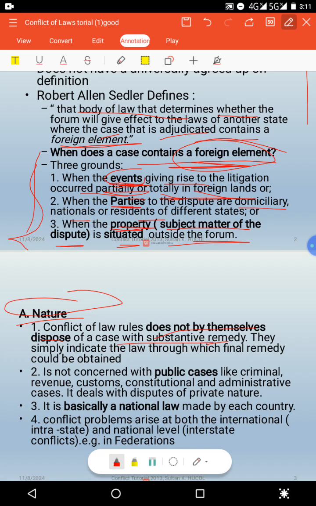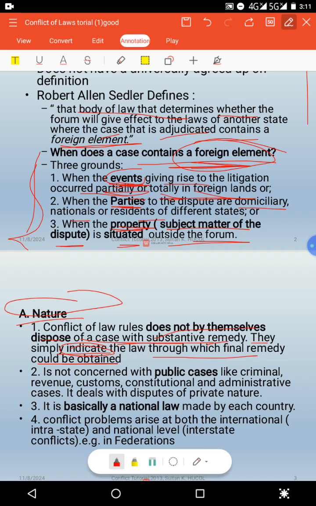They are means to the end. So they cannot dispose of a case with a substantive remedy. They cannot give a substantive remedy, but they give us a direction to a substantive remedy. You must understand this. They simply indicate the law through which the final remedy could be obtained. They are indicators by themselves. They are not ends. You must understand this.